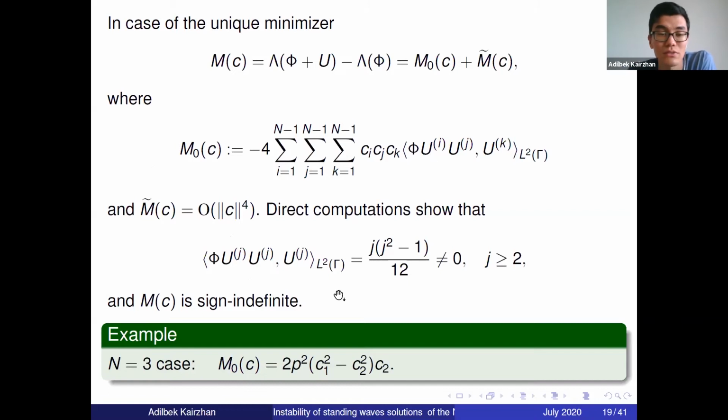So that gives you saddle point behavior. And here is the example for the n equal 3 case. You can just find m0c to be equal to this function, so this p equal 1 to be equal to this function.